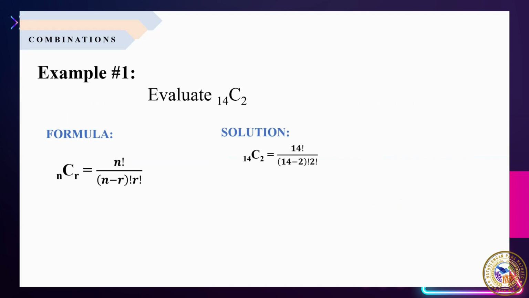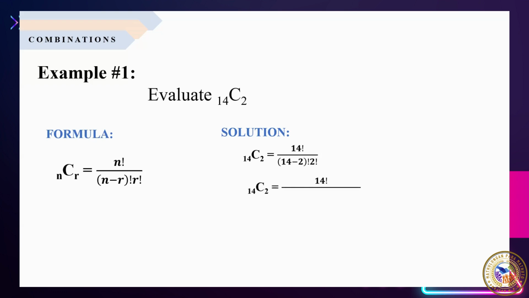So let us substitute the value of n, which is 14, and the value of r, which is 2 sa ating equation. So ang n factorial natin, ang value ng n natin ay 14, kaya naging 14 factorial. Then, kung bakit siya naging 14 minus 2, ay dahil sa value ng n ay 14 minus the value of r, which is 2. So the quantity of 14 minus 2 factorial times the value of r factorial, which is 2 factorial.